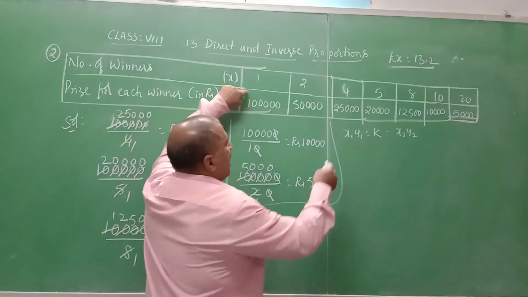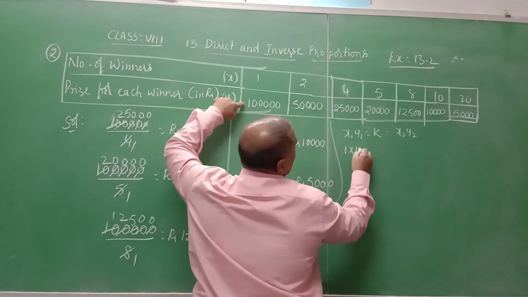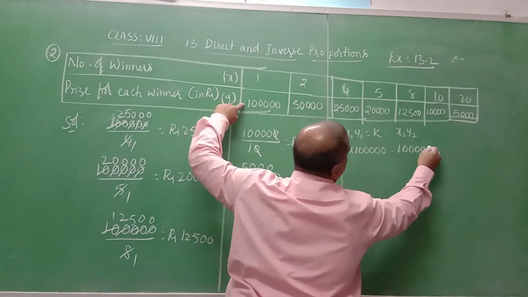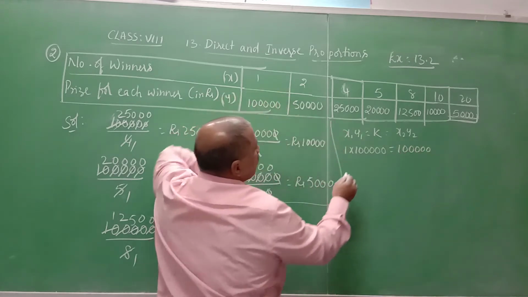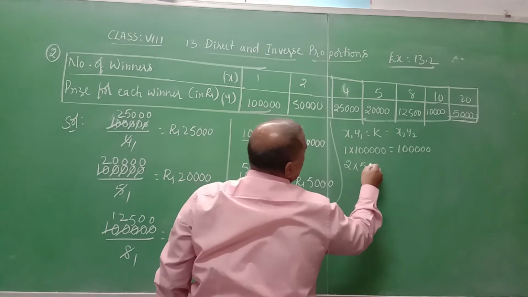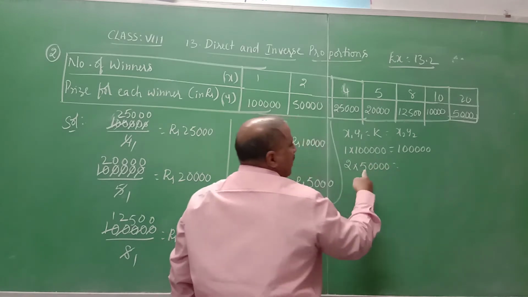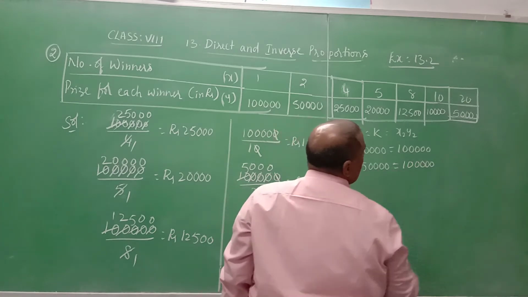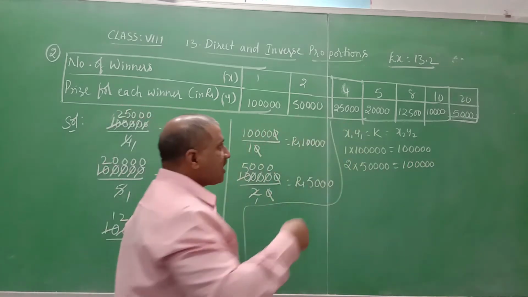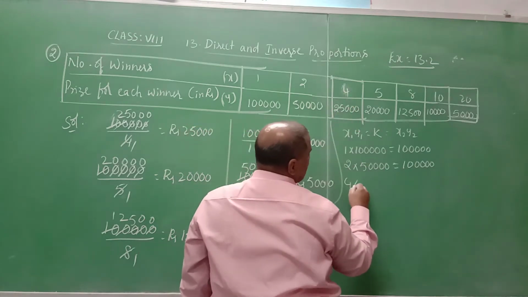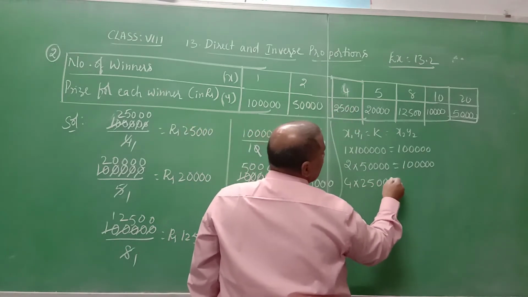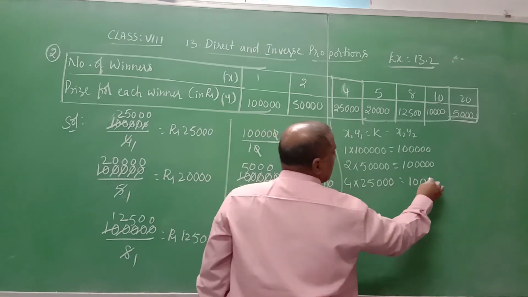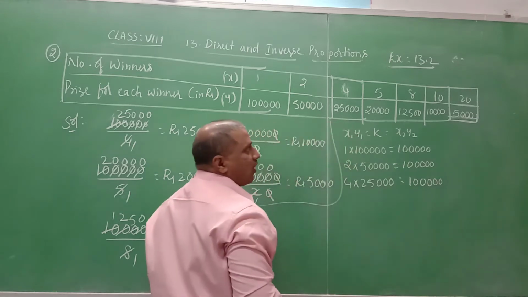Now you check. x1 y1 means 1 into 1 lakh, which is equal to 1 lakh itself. Yes. Now 2 into 50,000: 2 into 5 is 10, and keep 4 zeros. How much is it? Again it is 1 lakh. Now 4 into 25,000: 25 fours are 100, and keep these 3 zeros. We get again 1 lakh.